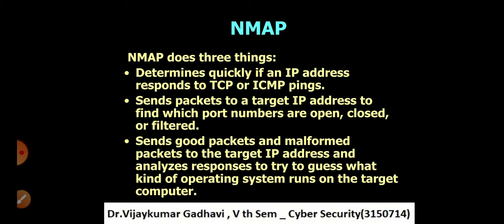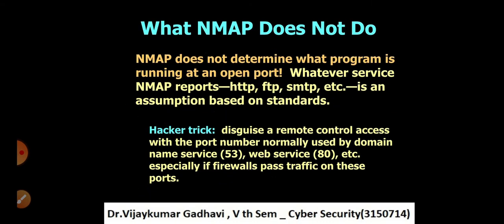NMAP does three things. I repeat, it determines quickly if an IP address responds to TCP or ICMP pings. It sends packets to a target IP address to find what port numbers are open, closed or filtered. It sends good packets and malformed packets to the target IP address and analyzes responses to try to guess what kind of operating system runs on the target computer.